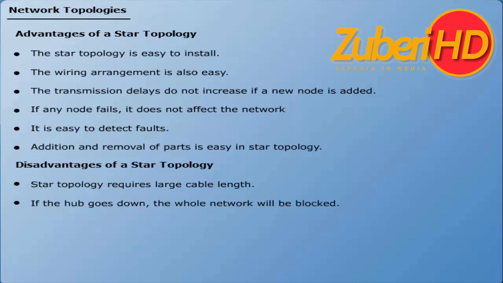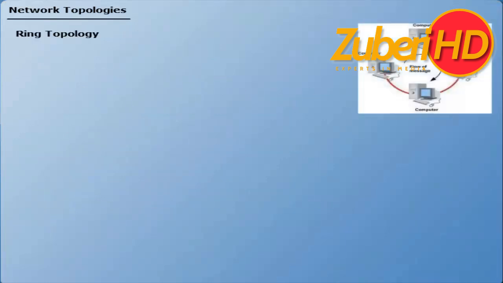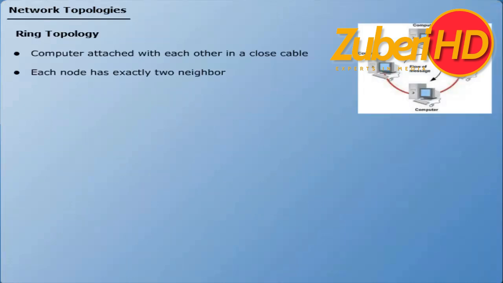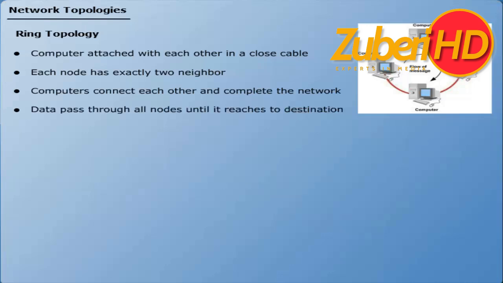Ring topology. The computers are attached with each other in a closed cable. Each node has exactly 2 neighbors. The computers and devices connect each other and complete the network. Data passes through all nodes until it reaches its final destination. Any breaks in the connection loop might take down the entire network.